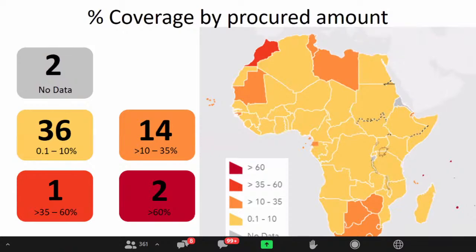So most of the countries in the continent are between 0.1 and 10%, and that's 36. And we have 14 between 10 and 35. One, which is Morocco, is between 35 and 60. And then you have Seychelles and Mauritius greater than 60% procured.